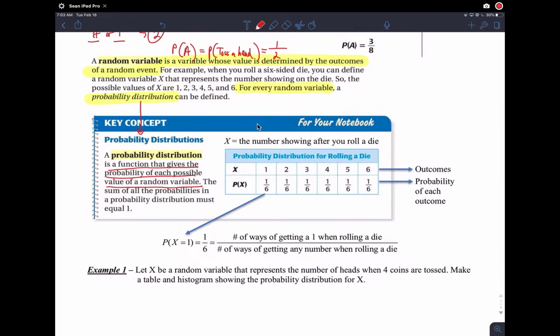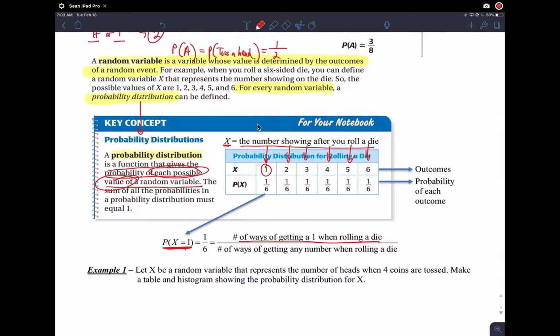So we were just talking about rolling a die. So if we say let x be the number showing after you roll a die, then x can be 1, or x can be 2, or 3, or 4, or 5, or 6. Okay? And then we say it gives the probability of each value. Okay, so what's the probability if I roll a die of getting a 1? That's the question. Now you know, if you look down here, I try to define it for you. The probability of getting a 1 is the number of ways of getting a 1 when I roll a die. Well, there's only one way. I roll the die and the number 1 shows face up.